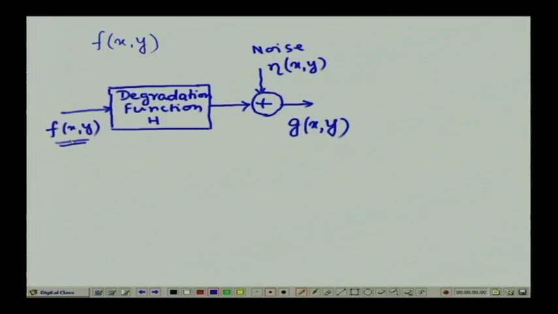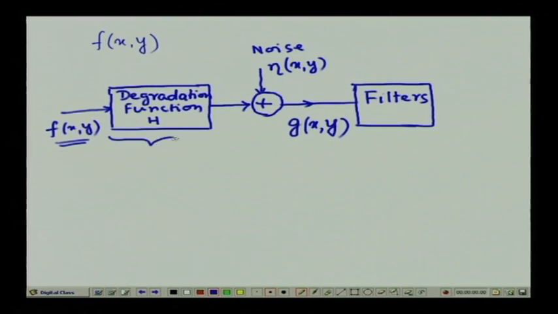For recovering this f x y, we have to perform some filtering operation, and we will see later that these filters are actually derived using the knowledge of the degradation function h. The output of the filters is our restored image, and let us put it as f hat x y. We put it as f hat x y because in most cases we are unable to restore the image exactly.